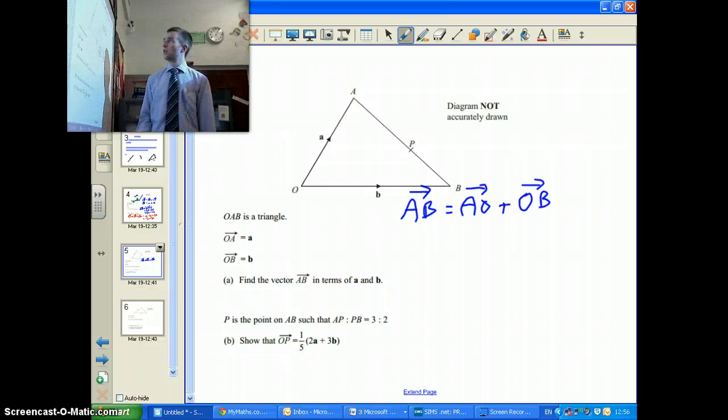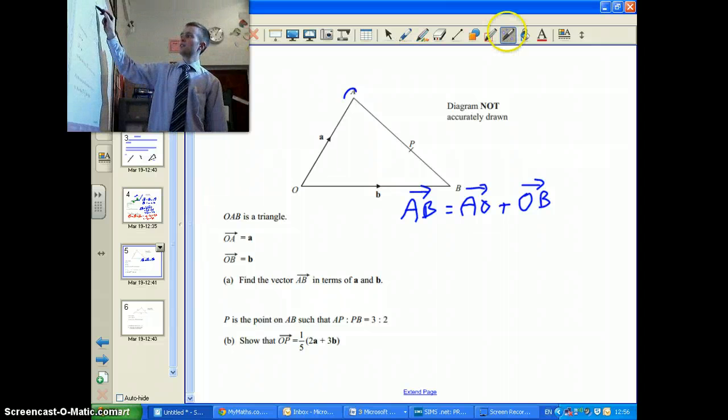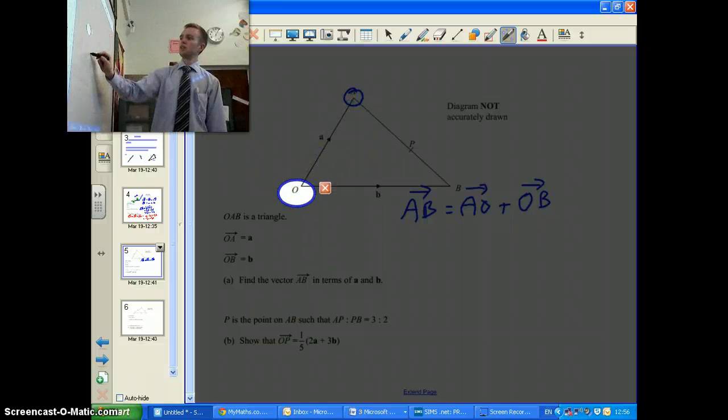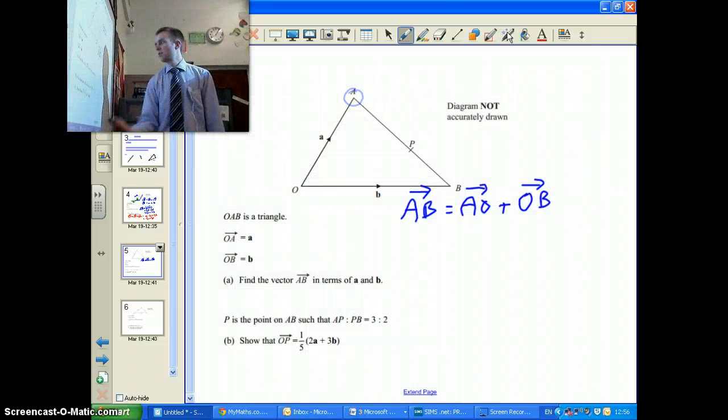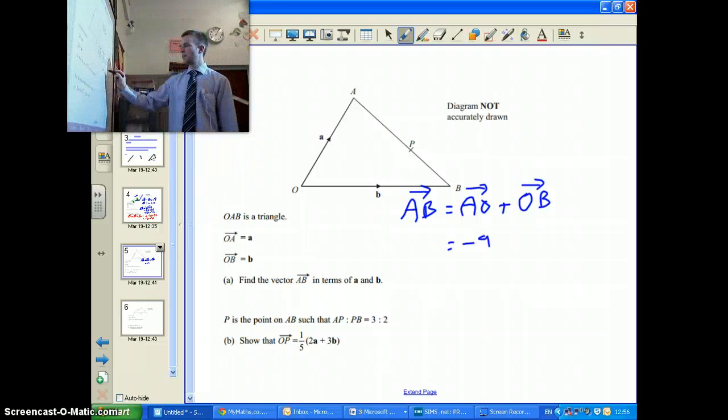Okay. So again, this is fairly easy, but this time I want to go from A to O. Can you see this is positive A going in that direction? So I want to go the other direction. I have to go minus A. So I'm going to end up with minus A, and then from O to B is just going to be plus B. And that's my answer. So it's minus A plus B, and that's got me a full mark there.